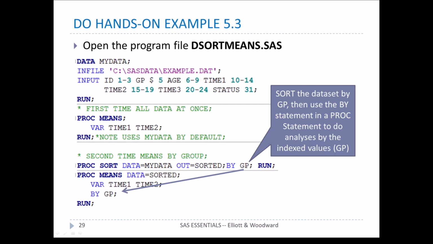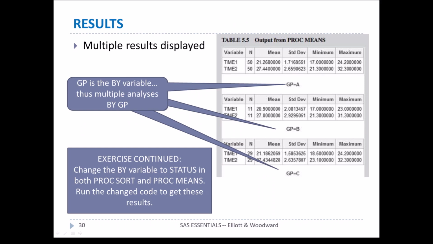Then the second time, we're going to first sort the data. And so we do a proc sort, data equal my data, out equals sorted by group. Now the proc means is going to use that sorted data, so data equals sorted. And notice here we have the by GP statement in here. So what that's going to do is, as we mentioned, produce the proc means tables for each value of GP. So here are the results.